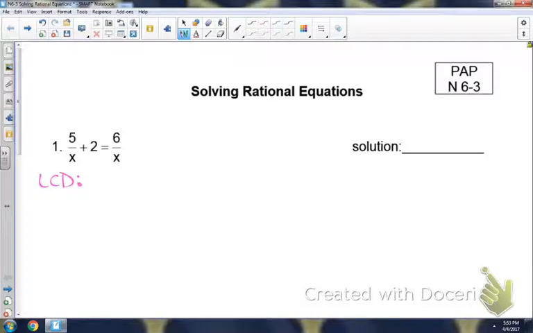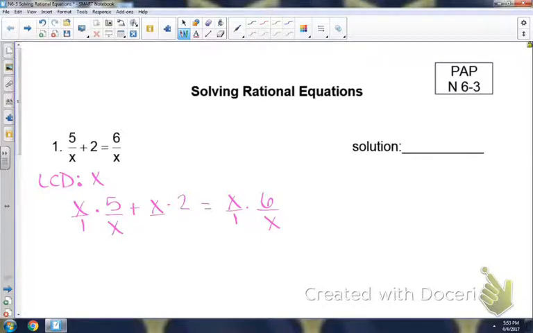So we have an x in the first denominator, so bring it down. Second denominator, we have an x. We already have an x, so the LCD would be x. So you're taking that x and you're multiplying it by everything in this equation. So you're going to have x times 5 over x plus x times 2 equals x times 6 over x.